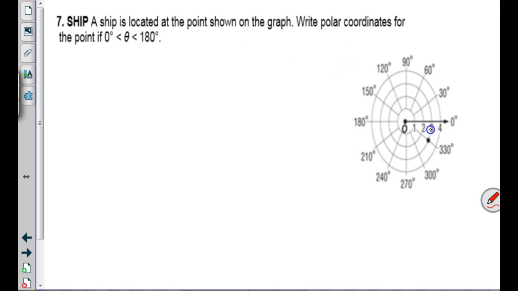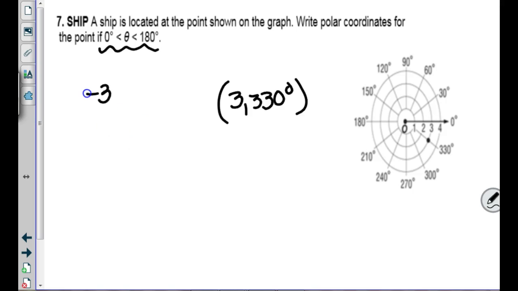Okay, number 7, I want to talk about this question. Please tell me some polar coordinates for that question right there. Okay, 3, 330. Does that meet the requirement? They said you have to give me a number between 0 and 180. 150, -3, 150. And I love that Kayvon said 150, -3.